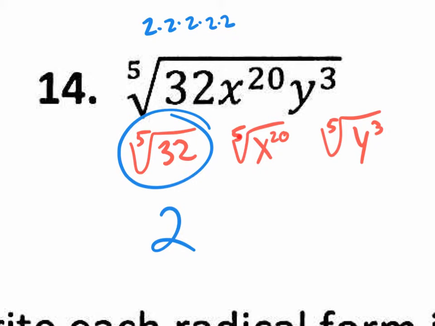Now, how about the fifth root of x to the 20th? Remember, the fifth root is kind of like the power of 1/5, which means that you're dividing this 20 by 5, which will give you x to the 4th. X to the 4th. Right?